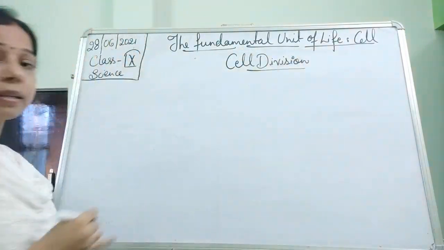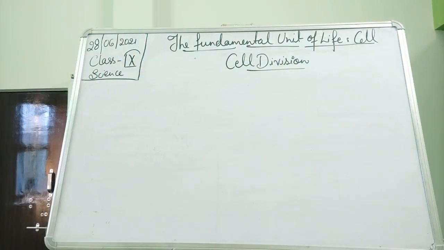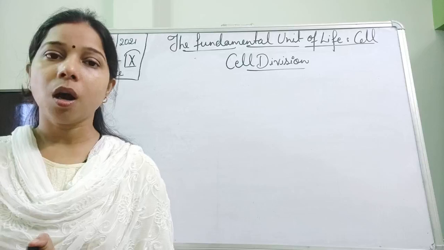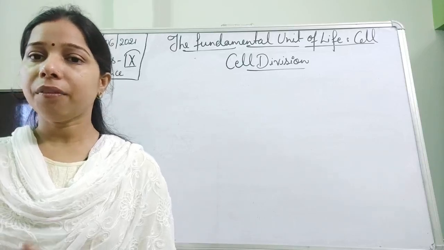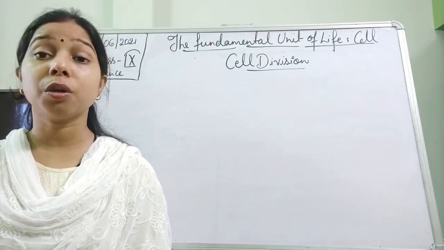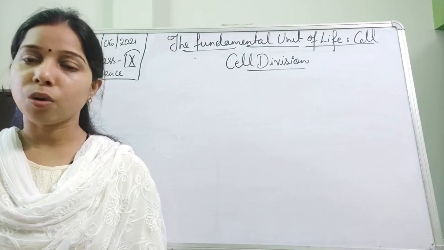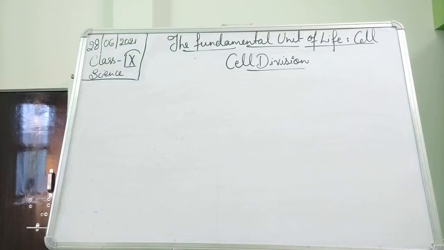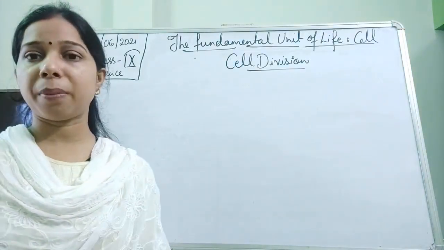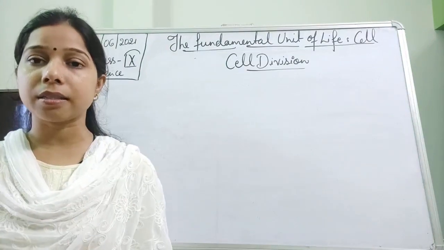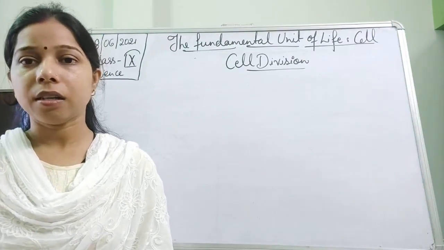Let us try to understand what is cell division, students. All organisms, whether unicellular or multicellular, show division. They divide into new cells. So, the special property in which the cell divides and forms other cells is called cell division.